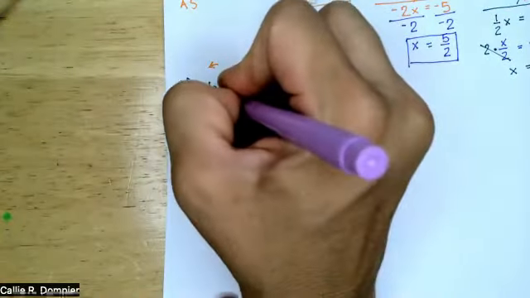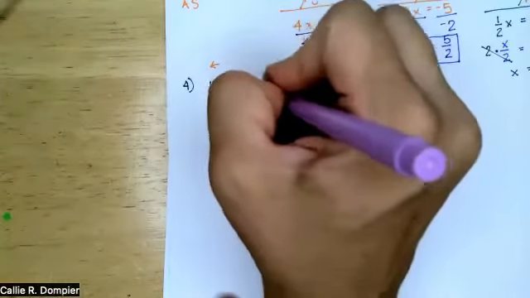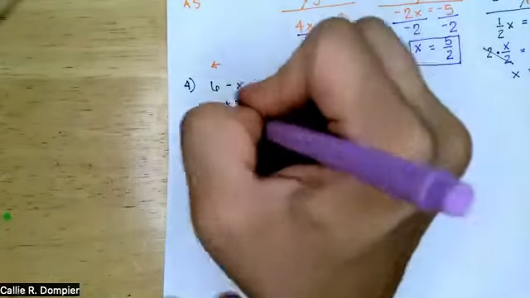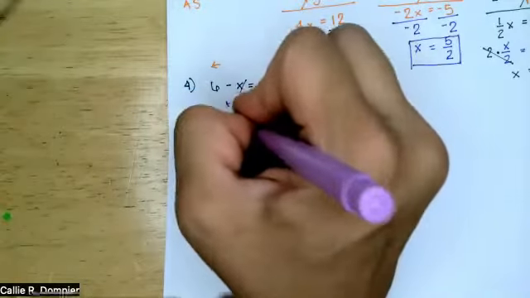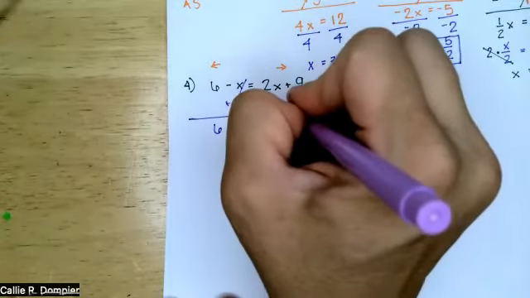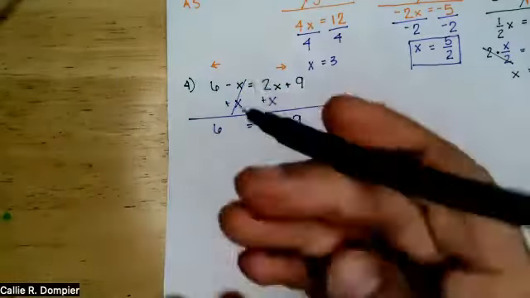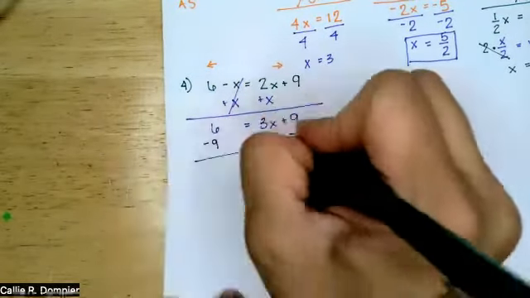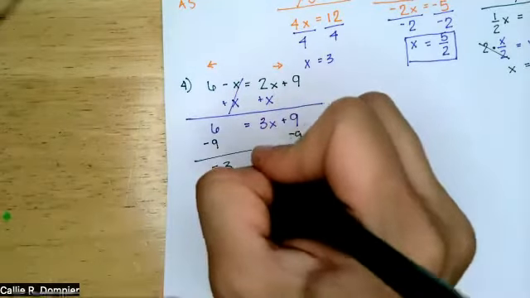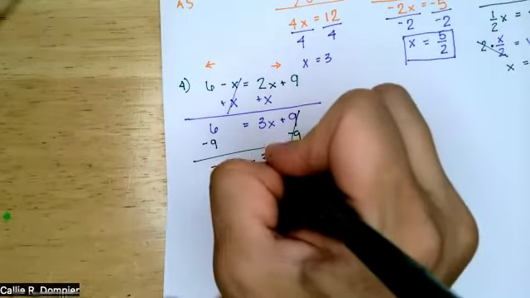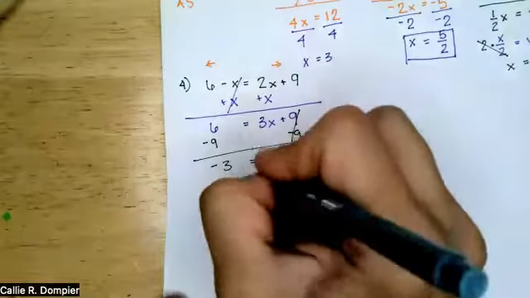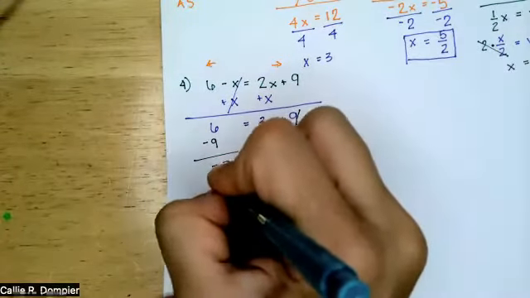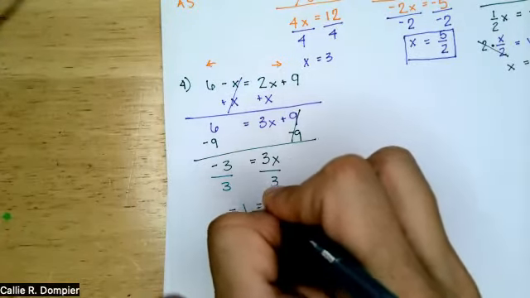So subtracting x, the opposite is to add x. 6 is 3x plus 9. Now I have to move that 9. Negative 3 is 3x. Divide by 3. Negative 1 is x.